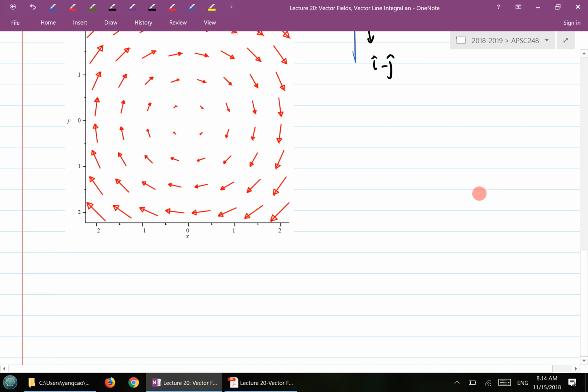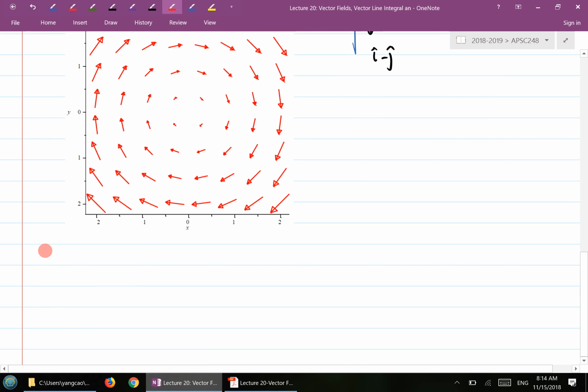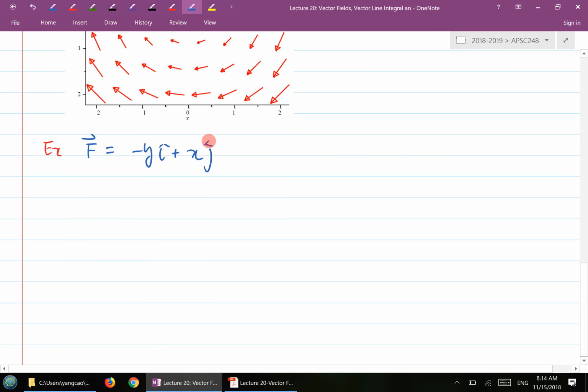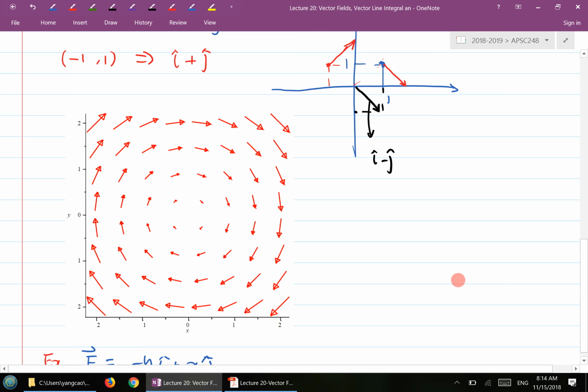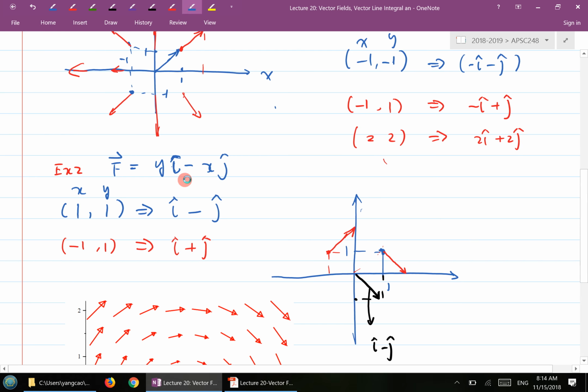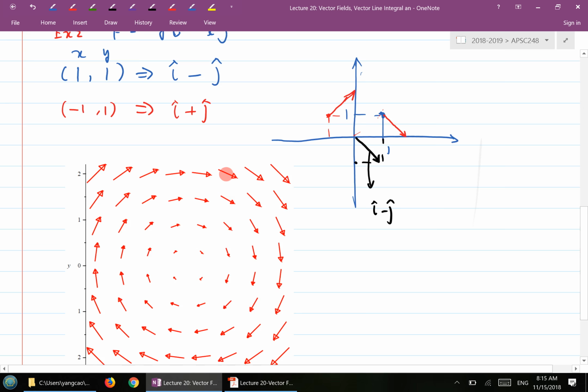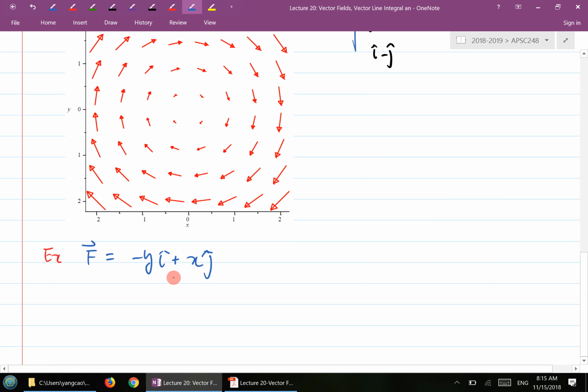So try something else. You can try another one here, as shown in the lecture notes. So this time, we use a slightly different vector field, negative y i hat plus x j hat. So what's the difference? The previous one is y i hat plus x j hat, and this one here is the negative of the previous one. Okay, it's the negative of the previous one. So what do you think is going to happen to this vector field?